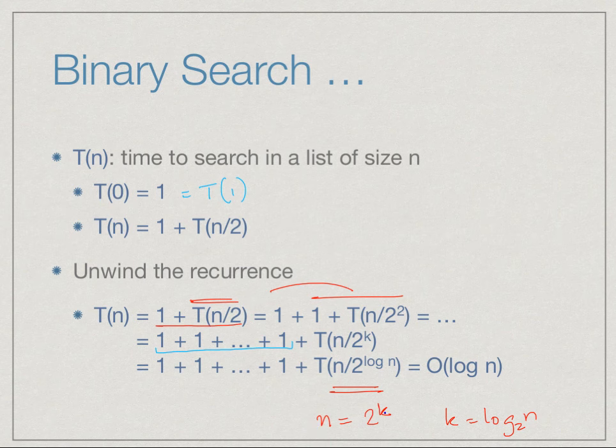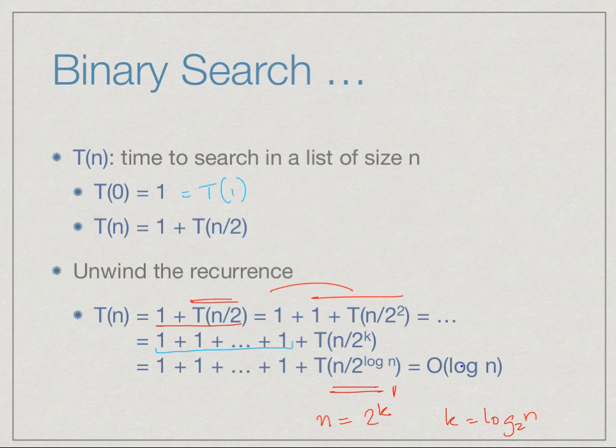And that is the value of k that we want. So after log n steps, this term will turn out to be 1. So we will end up with roughly log n times 1 added up, and so we'll get log n steps. Right? So what we are saying is really, if we start with 1,000 values, then in the next step we'll end up searching 500, next step 250, next step 125, next step 62, and so on.